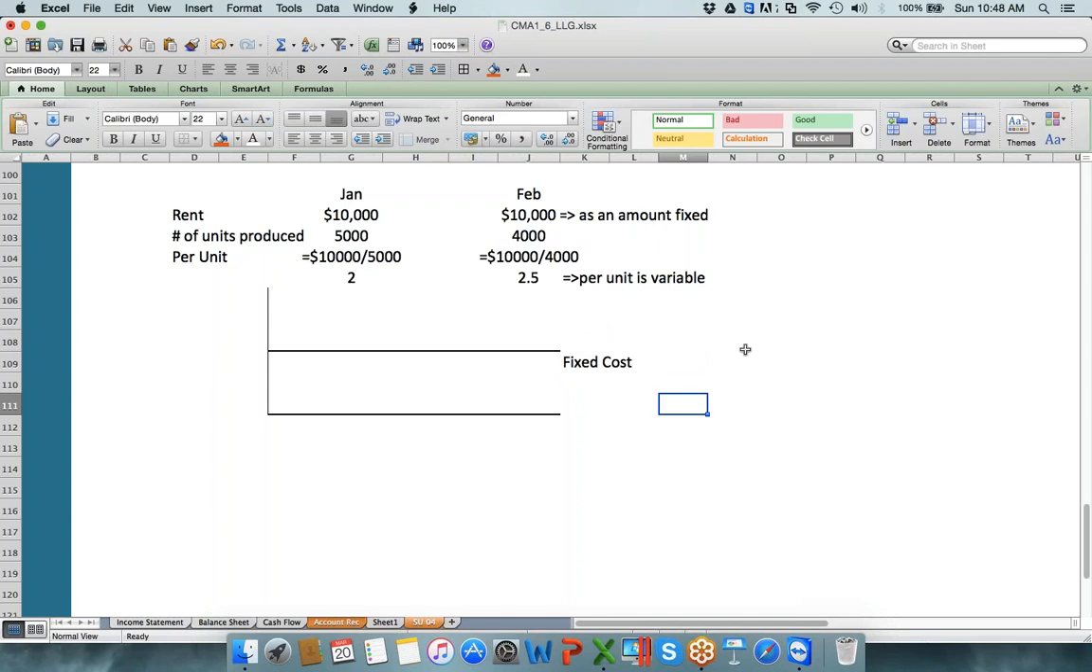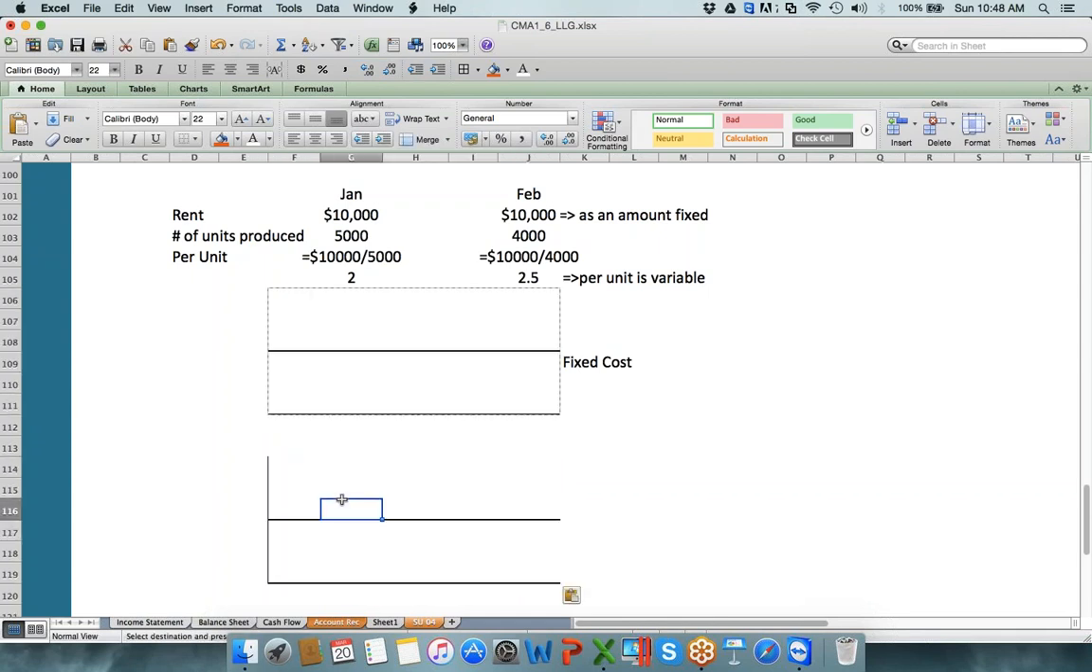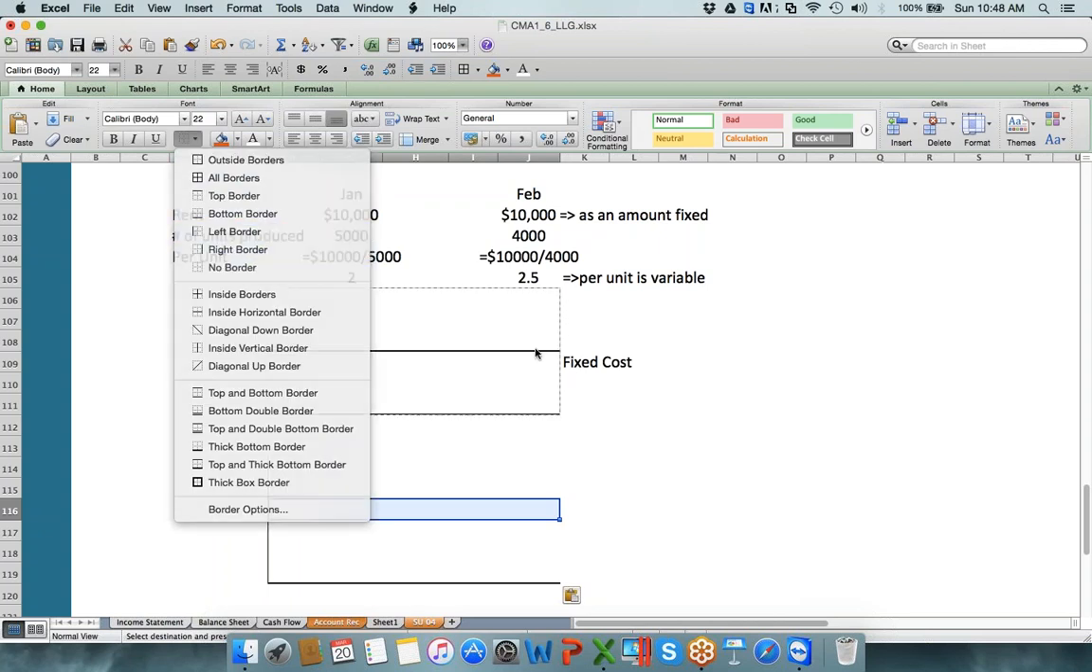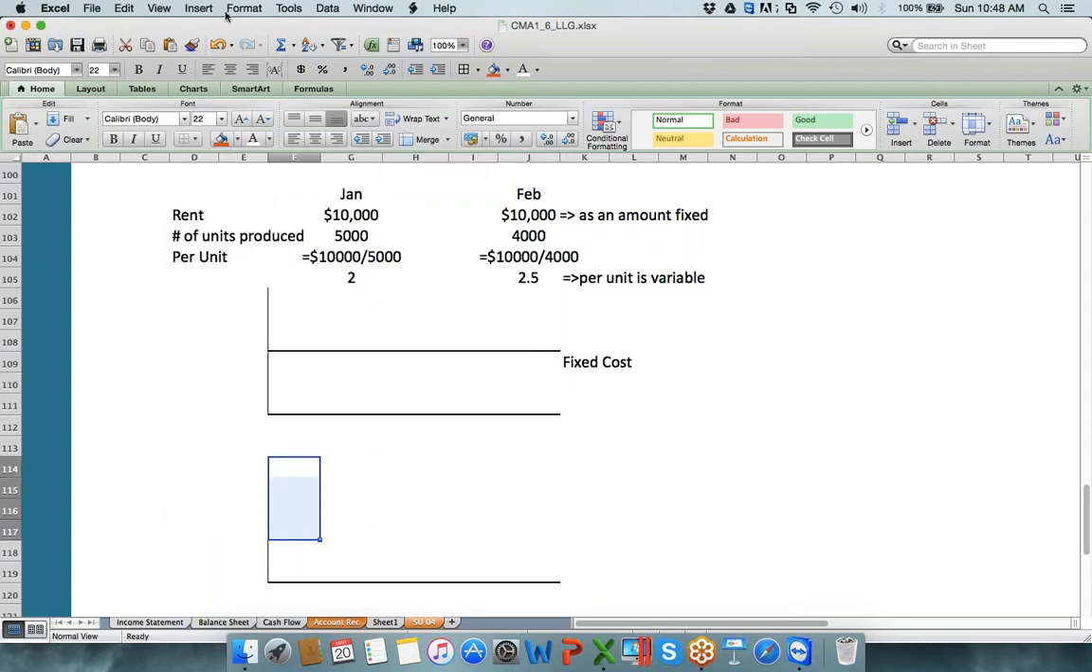Okay, your fixed cost. In January it is the same, February it is the same, March it is the same, like that. But fixed cost per unit, it will go down. It begins here and slowly it falls down. Fixed cost per unit. Okay, I cannot draw that fixed cost, I think. I have to insert a table here, like this. Shall we try?